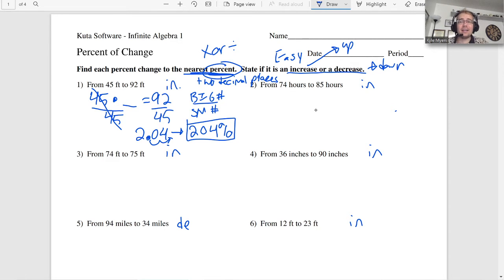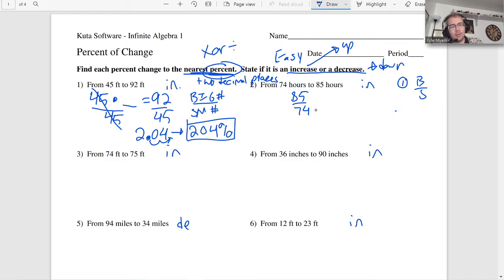All right, so that was a lot. Let's go to the next question and see if we can make a little bit more sense out of this. So let's do from 74 to 85. Okay, so what do we do first? Well, step 1, we divide the big number by the small number. So 85 divided by 74, step 1.